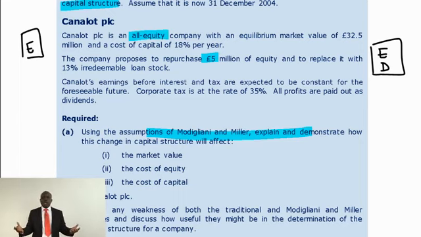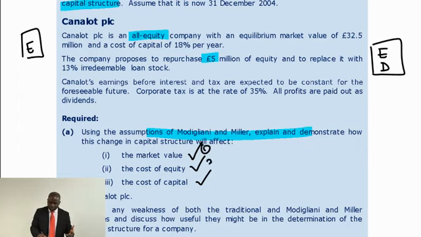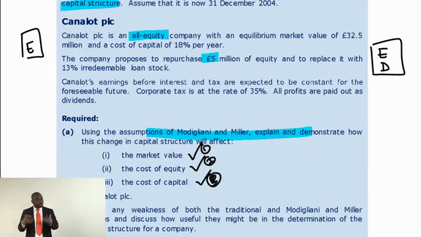As long as we are moving between ungeared and geared, and we need market value, we need cost of equity, we need cost of capital, which is the WACC, Miller and Modigliani is calling you because this is proposition 1, proposition 2, and then proposition 3. So this is how you would have to see Miller and Modigliani in the questions.